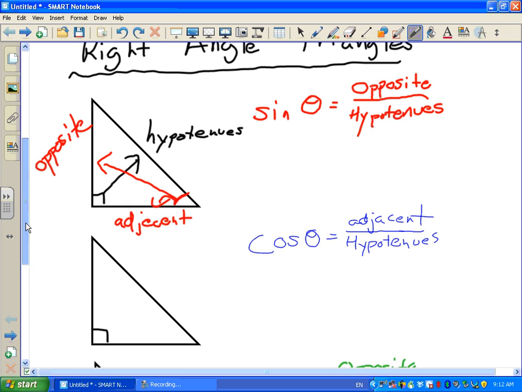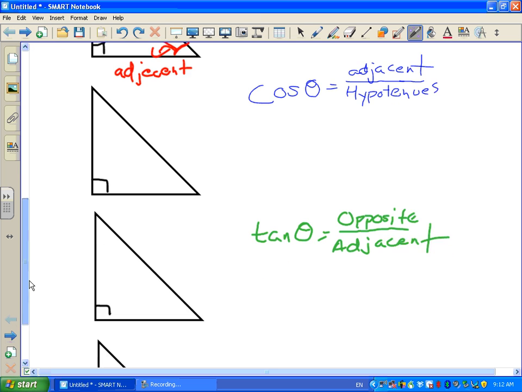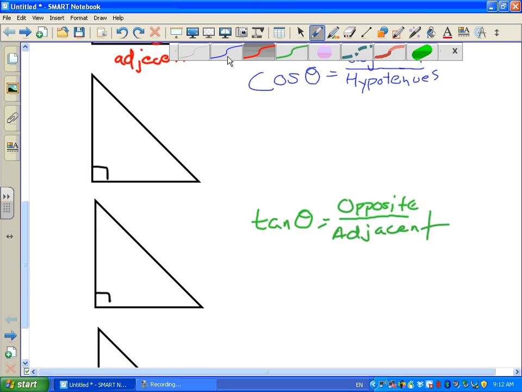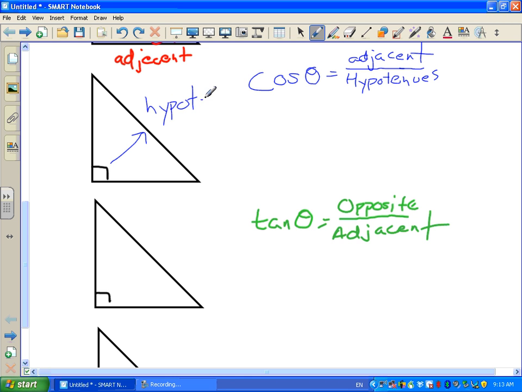The next ratio we work with is cosine. Now, instead of doing this twice, I'm just going to draw it once. First of all, the hypotenuse is still in the exact same spot. It's still the longest side of the triangle, and it is still opposite of the right angle.